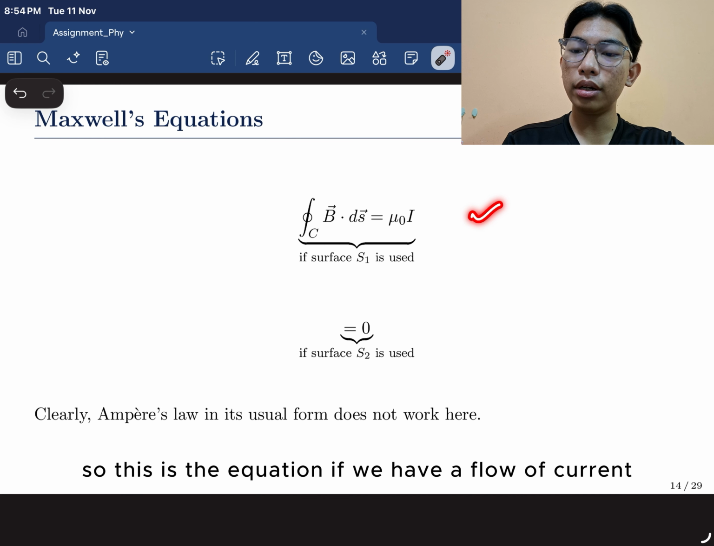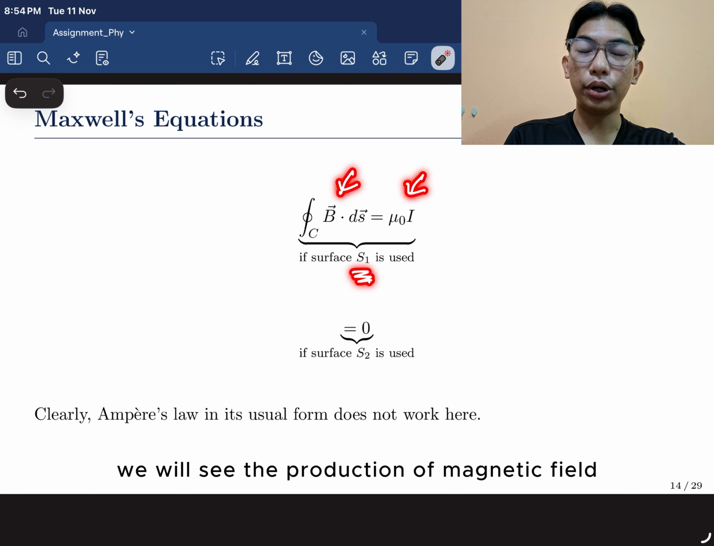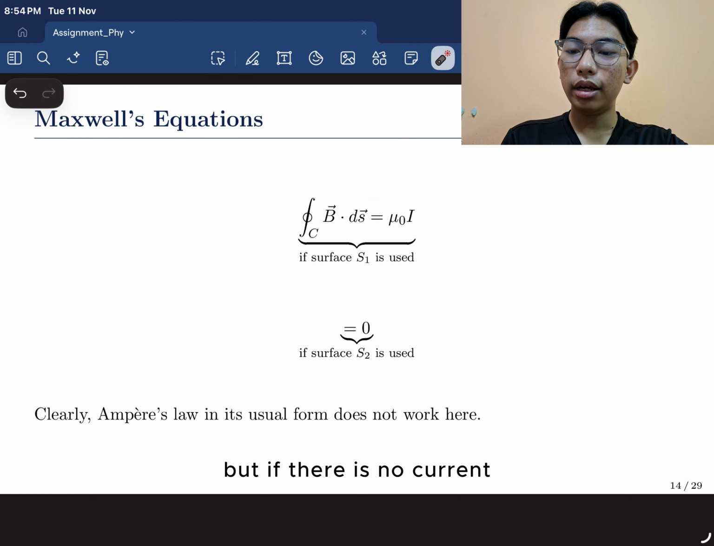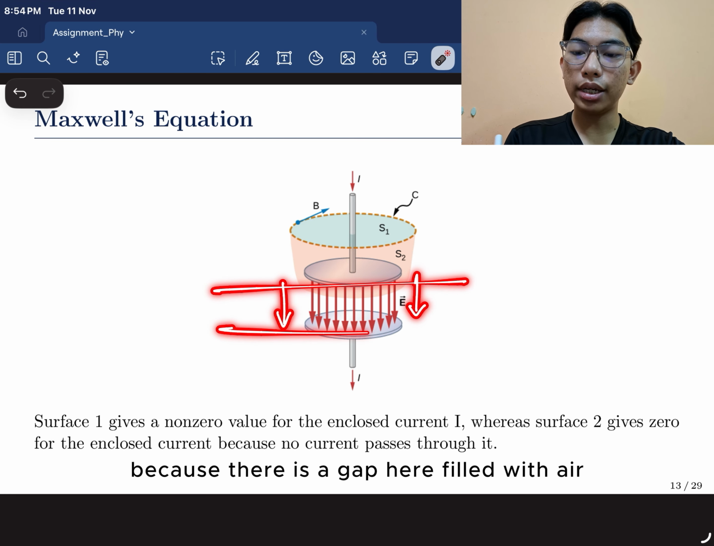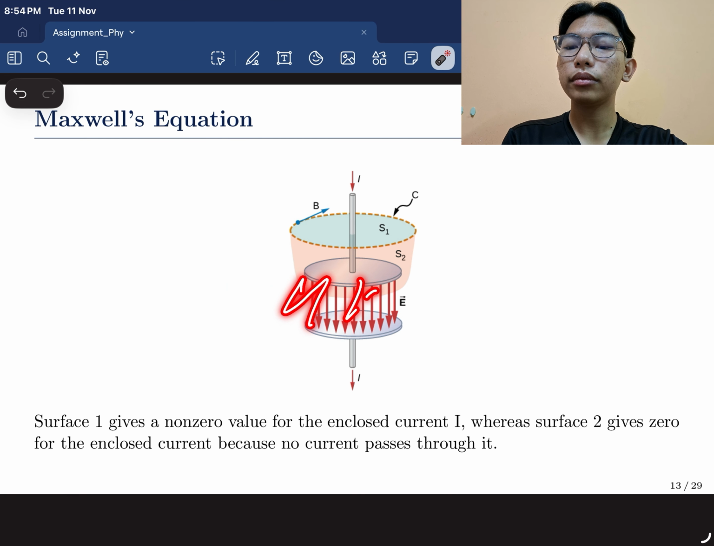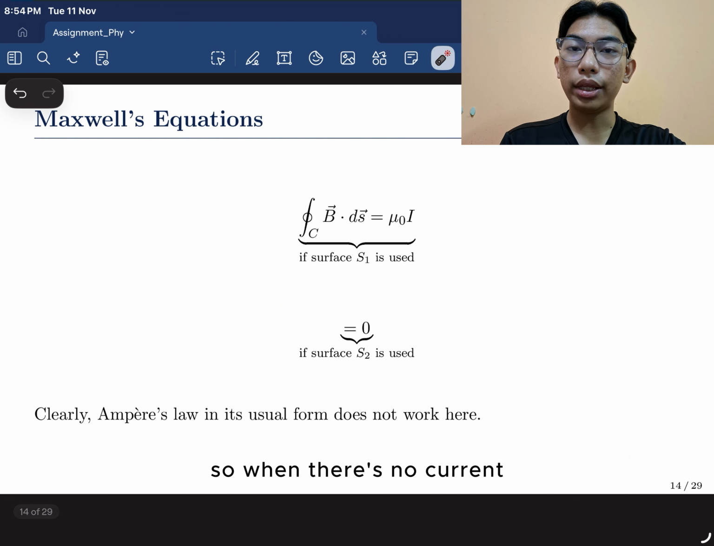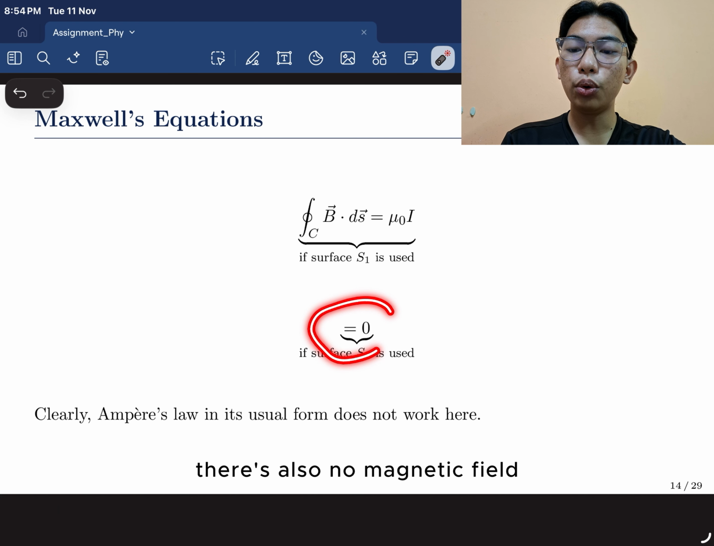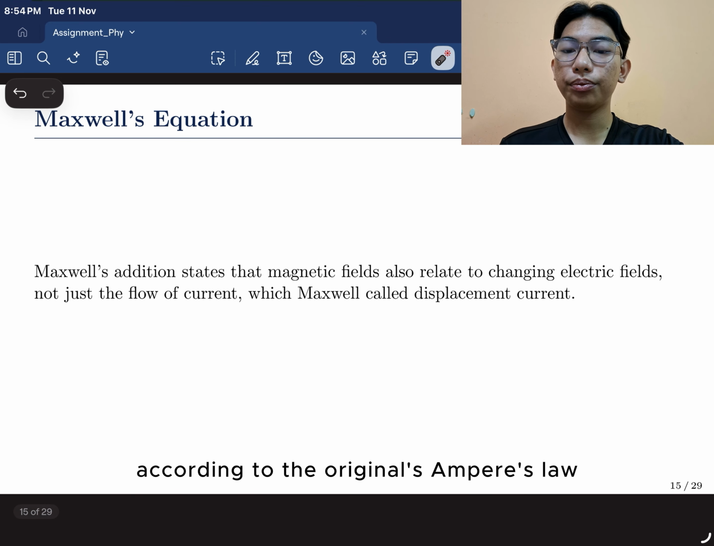So this is the equation. If we have a flow of current in S1 just now, we will see the production of a magnetic field. But if there is no current, because the capacitor cannot let charge pass through this gap, which is filled with air or any other material in the capacitor, then current cannot pass through this gap. So when there's no current, there's also no magnetic field according to the original Ampere's law.